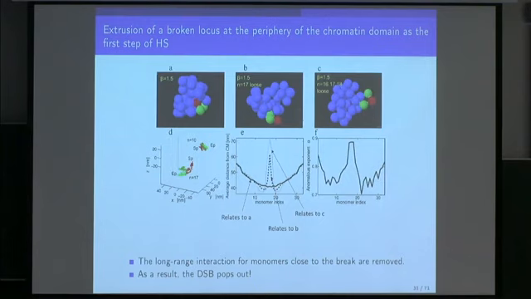You can see it if we look at the average distance of this locus from the center of mass of the polymer globule. Initially, before the break, since we took the central one, it was the one closest to the center of mass. But once we initiate the break, it's going to be pushed out very fast and stay in this position. And you can also show that the anomalous exponent greatly increases during this phase.